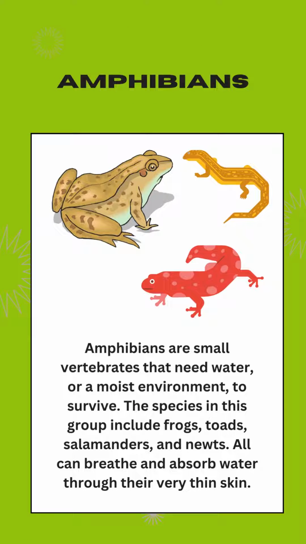Amphibians. Amphibians are small vertebrates that need water, or a moist environment, to survive. The species in this group include frogs, toads, salamanders, and newts. All can breathe and absorb water through their very thin skin.